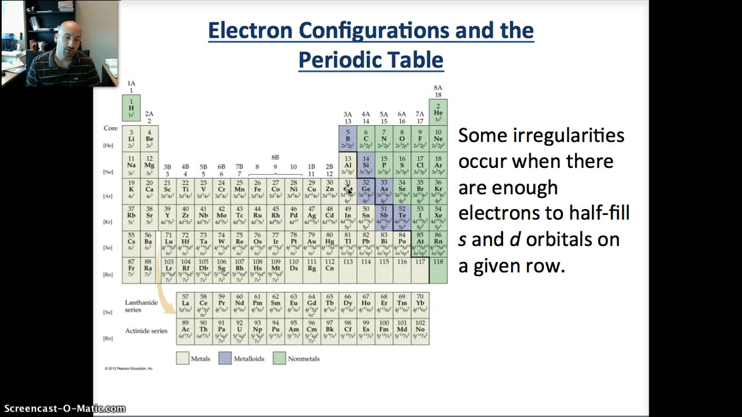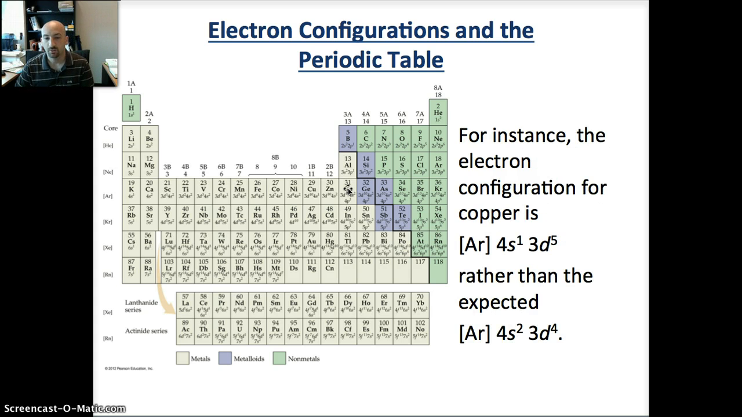The last thing of this part 3 is basically there are some irregularities that occur when there are enough electrons to have filled both the s and d orbitals, okay, on a given row. So there are some other irregularities that you should read about in the textbook. I'm not going to go into them here, but you should know about them. And really the one I'm really concerned about is the electron configuration of like copper would be just argon 4s1 3d5, right? So here's copper, right? And so basically it's 4s1 3d5 rather than what you would expect, which would be 4s2 3d4. Okay.